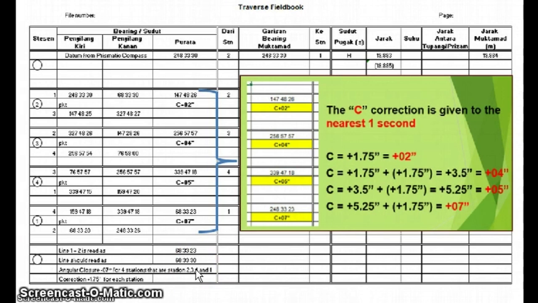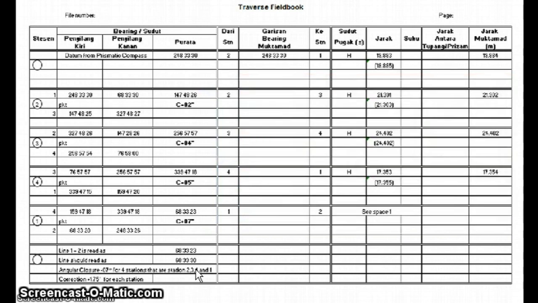After we apply C correction, we need to calculate again the average value of each observation station in the traverse. Why do we need to calculate again? Because the average value will be changed after we apply C correction. Do you understand, guys? Okay, you need to remember this.